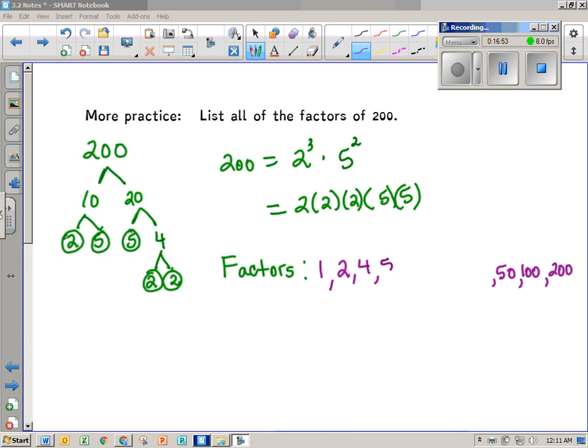5 is in the list. 5 times 2 is 10, times 4 is 40. Again, you can get it without this, but this is helpful. 6 cannot be in the list because there's no 3. 7 is not in the list. 8 is in the list because you've got 3 2's. So 8 times 25.